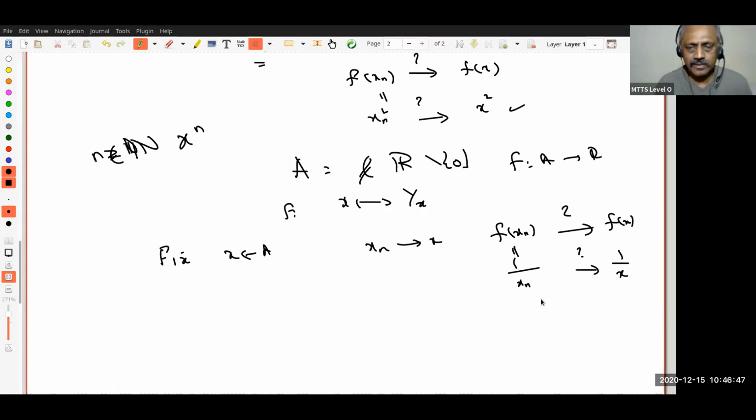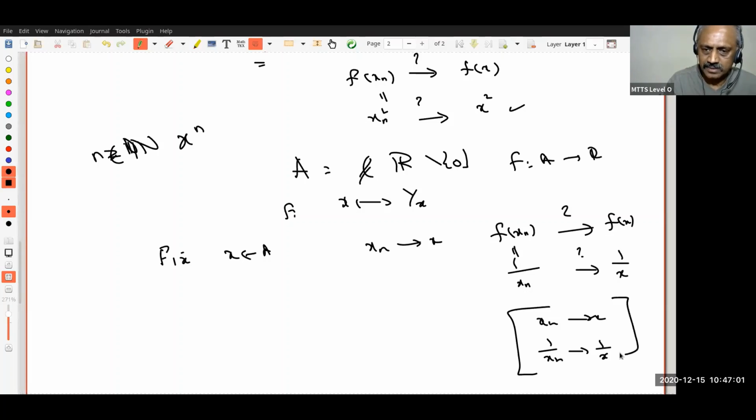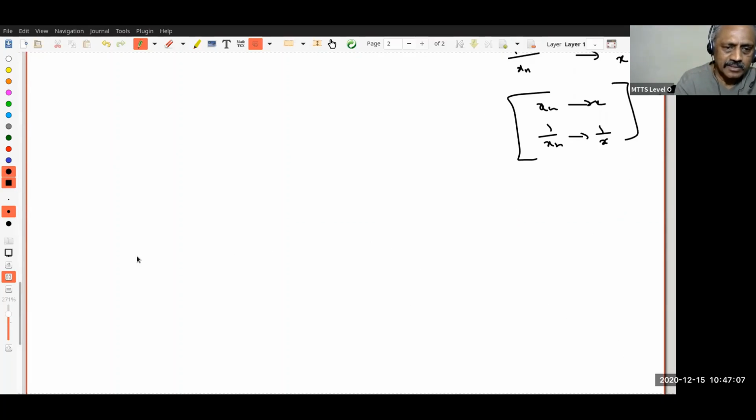Again, this follows from the algebra of convergent sequences in real analysis. If xn converges to x, the xn's are non-zero and x is non-zero, then you know 1 by xn converges to 1 by x. This is a fact from analysis. So you see that this is the beauty of our definition.